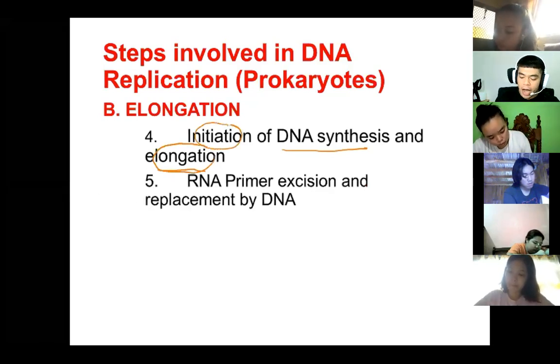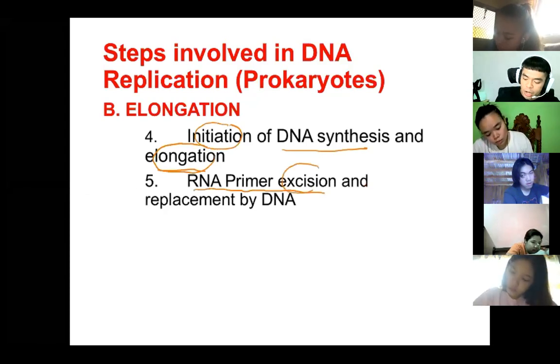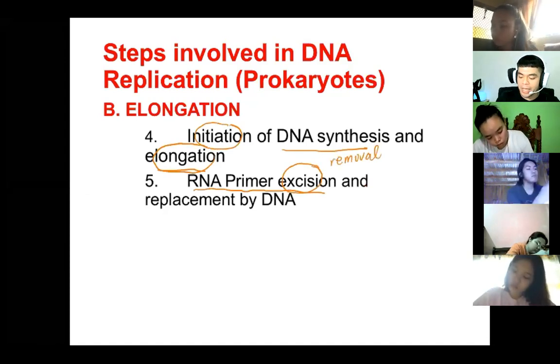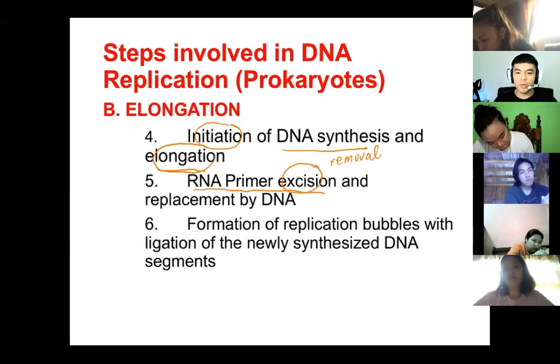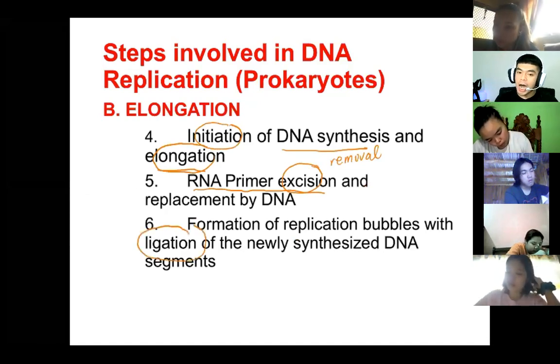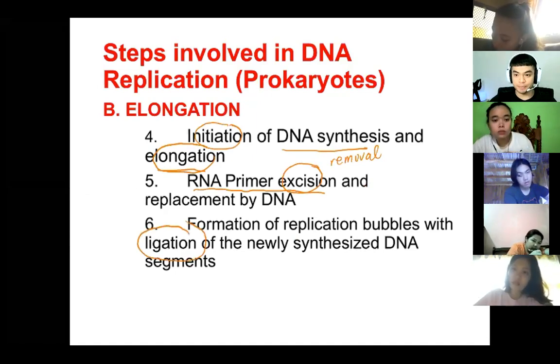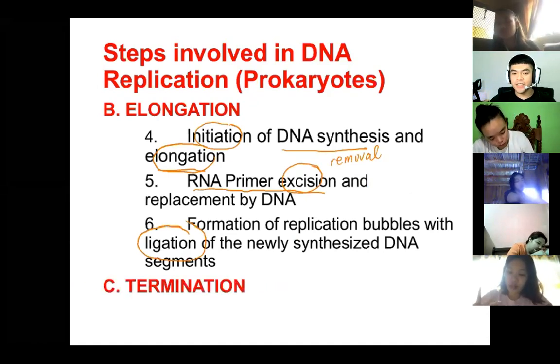Next, we have RNA primer excision. Whenever you encounter the term excision, it means removal. So later it will also make sense. And then last, we have formation of replication bubbles with ligation. So our keyword in step 6 under elongation is ligation. The meaning of ligation is connecting. And then the last step, as I said a while ago, we have termination. So these are what we will go through one by one.